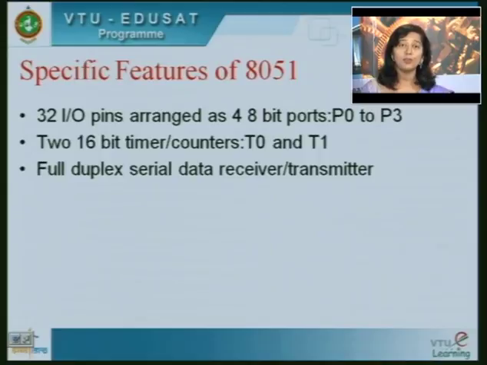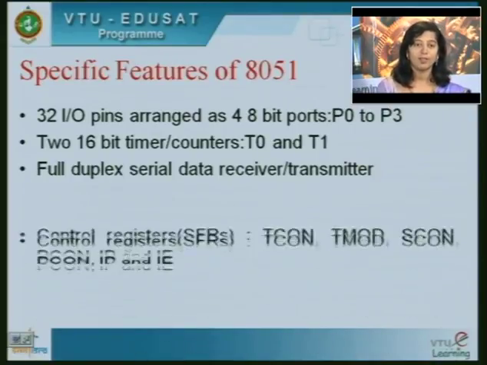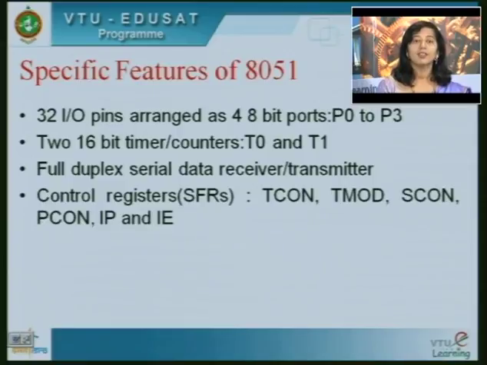What do you mean by full duplex? Full duplex means data travels in both directions. Data can travel from transmit to receive and from the other side simultaneously. So, when data travels simultaneously, we call it full duplex communication, both way, two-way transmission. Then we have control registers, also known by the name SFRs, special function registers.